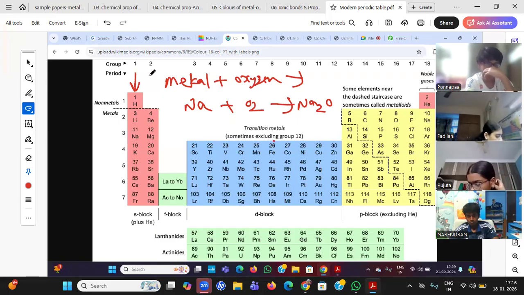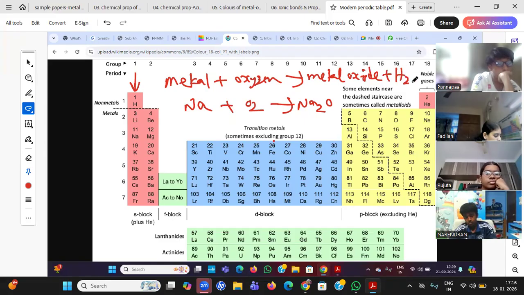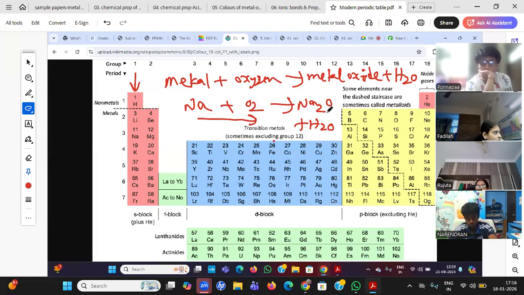Similarly, after reacting with oxygen, we got metal oxide. Now the question is, will metal oxide mix with water? That is what we have seen in the last session. Whatever metal oxide has formed, will it mix with water? We have seen the first group is not only reacting very easily with oxygen and giving oxide, it is also reacting with water heavily. Quickly it is reacting.